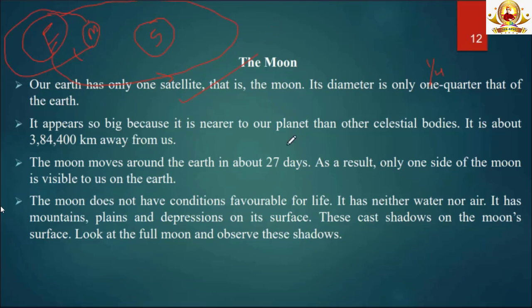It appears to be big again because it is a celestial body which is close to our planet, but still it is so many kilometers away. Moon again revolves around Sun in 27 days. That is why we call it a month. Does Moon have life? No, it doesn't have air or water. It has mountains, plains. When you see the Moon on the Purnima, you see shadows on the Moon. These are the depressions and the plains on the Moon which appear to be like shadows on the Moon.